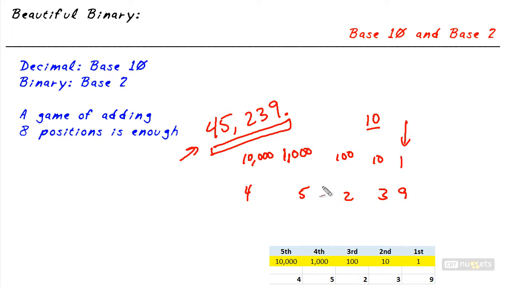In fact, we could go all the way down, just continuing to multiply that placeholder by 10 by 10 by 10. And really it was 4 10,000s, it was 5 1,000s, it was 2 100s, it was 3 10s, and 9 1s. But this is so second nature to us, we didn't have to break it out like that.